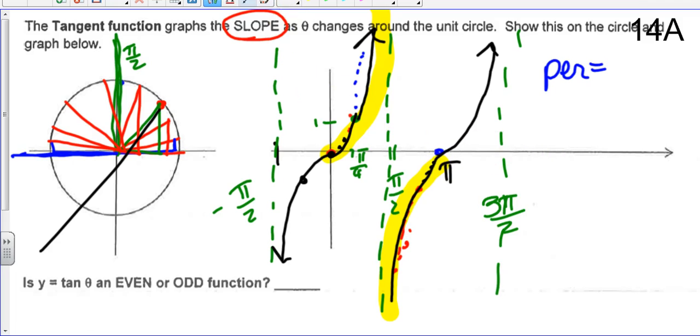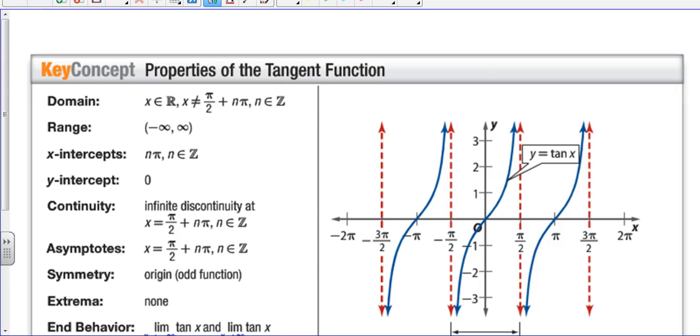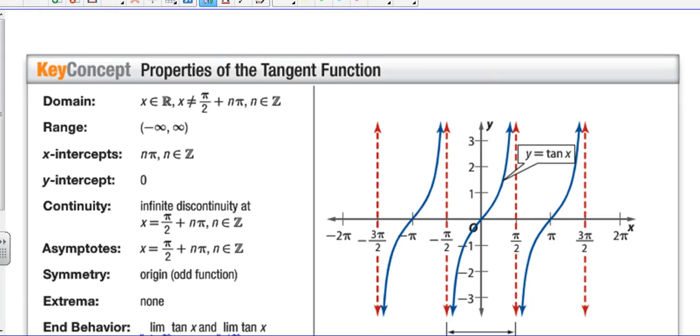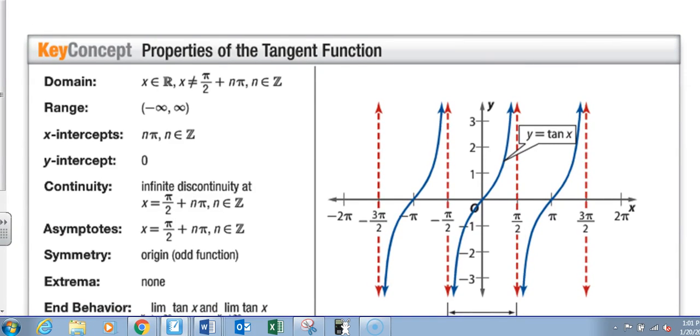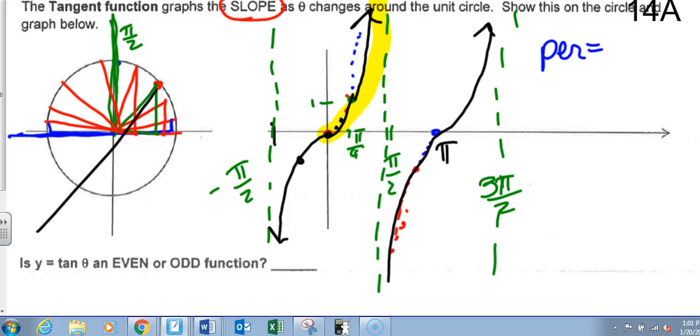That's hard for us to see. Most of us would prefer, really, most of us look from here to here, and that seems like one cycle. Do you see that? But that distance from negative pi over 2 to positive pi over 2, that's still 1 pi. Okay, so the period is pi for a tangent graph.